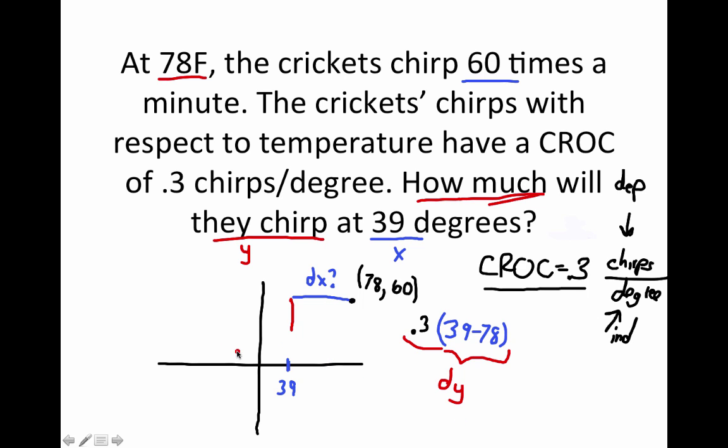However, that doesn't tell me my total chirps, right? If this is change in chirps right here, total chirps is actually this, right? This new point's distance above the x-axis. So what I need to do is add how much I had at the beginning of chirps. At the beginning, I had 60 chirps per minute. So here is my answer of how much they will chirp at 39 degrees.